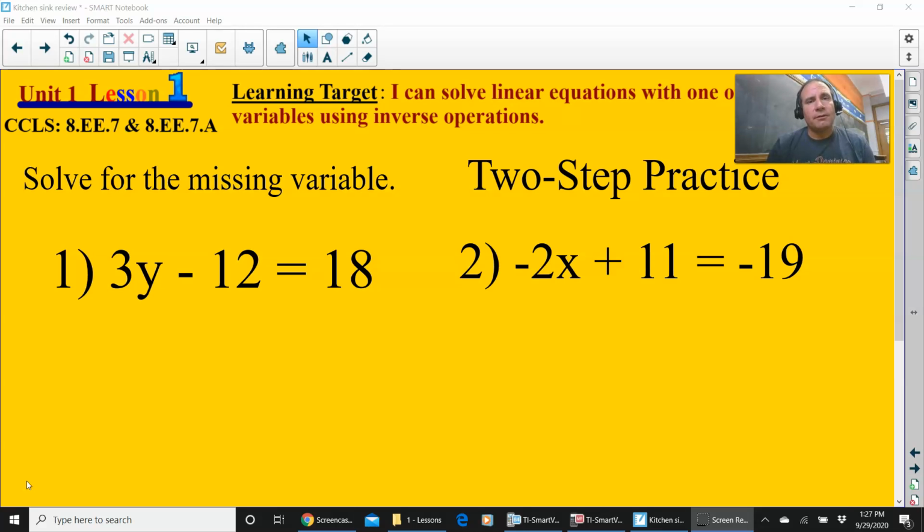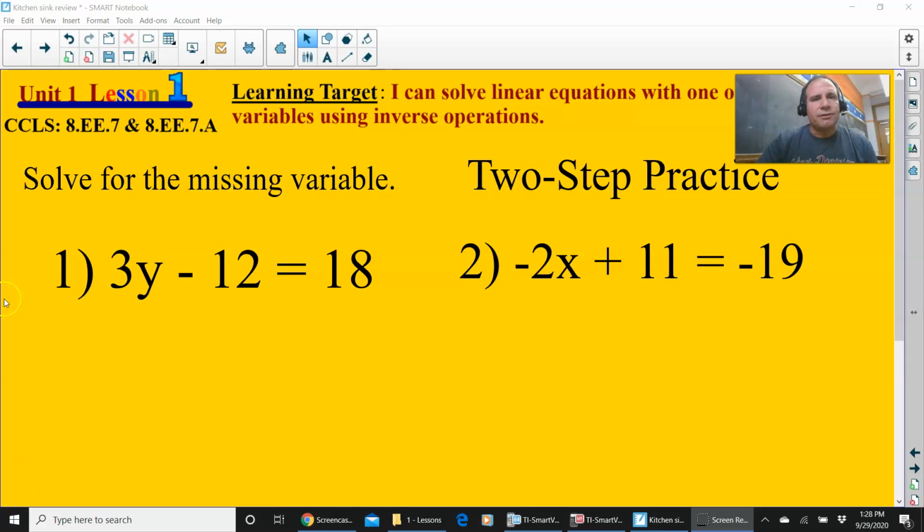Remember, your whole objective in solving an equation is to get that variable alone, number one. Number two, use inverse operations to do it. And whatever you do on one side of the equal sign, you have to do on the other side of the equal sign. You have to keep that balance.